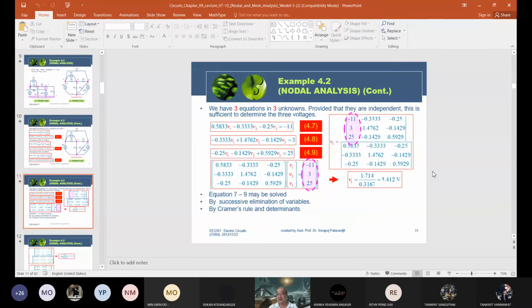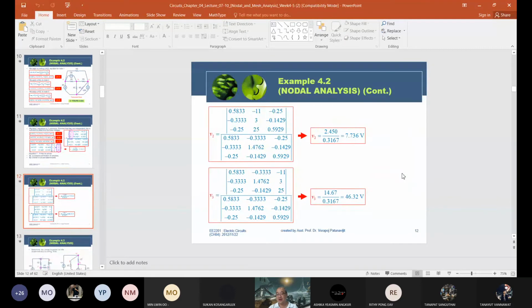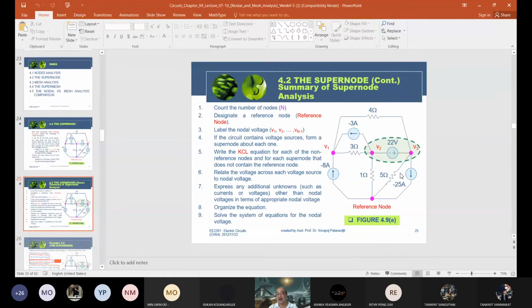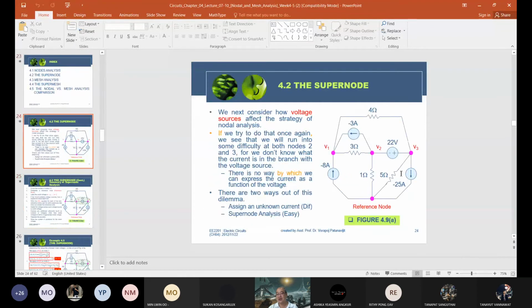Now, do you solve 3 equations 3 unknowns or 4 equations 4 unknowns? It depends on the situation. I already taught you how to do it. Next one, in the case that, for example, in this circuit, almost all sources are current sources but only one or two are voltage sources, you know that you cannot apply the nodal analysis directly. You must modify it.